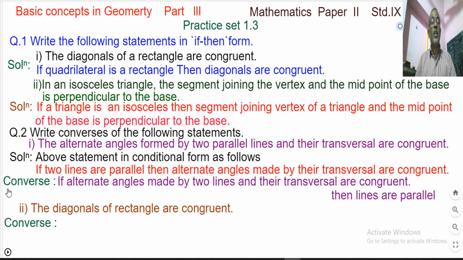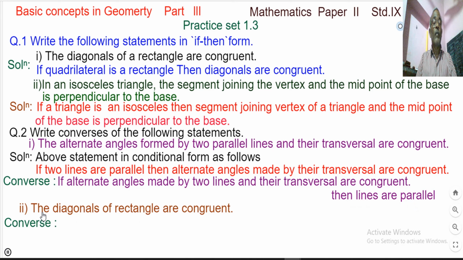Convert this in converse form. Here, changing antecedent and consequent: if alternate angles made by two lines and their transversal are congruent, then lines are parallel.